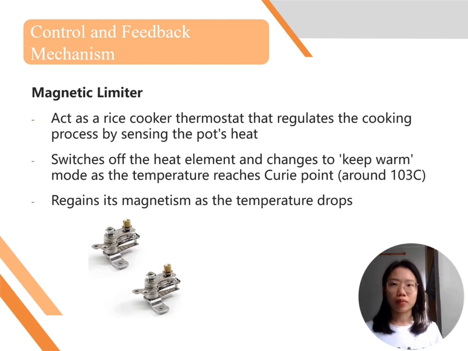It will switch off the heating element and change to keep warm as the temperature rises to the curing point. The curing point of the rice cooker is the critical temperature at which the magnet temporarily loses its magnetism. When this happens, the magnet will release its hold on the heating plate, causing a spring to flip the switch. The curing point is typically around 103 degrees Celsius.